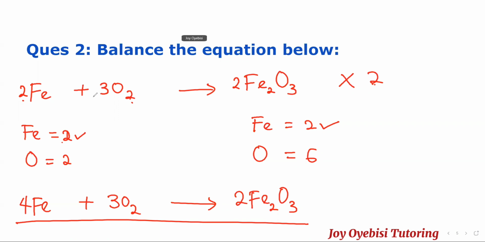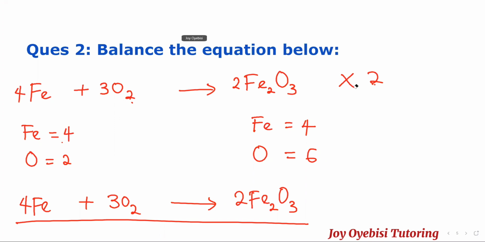And that would be balanced for oxygen. But now what happened is that adding 2 in front of this has also affected your iron. So iron is no longer balanced. So you now have 4 on this side. And in order to make this 4, you have to take away the 2 and add 4 here instead. So now you have a balanced equation.